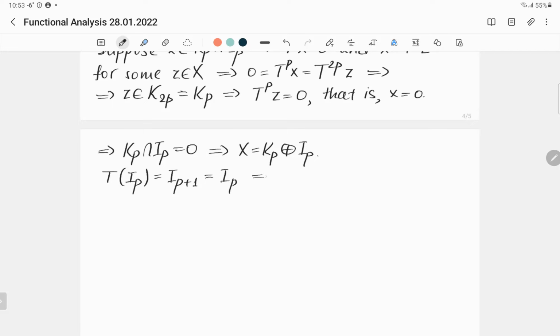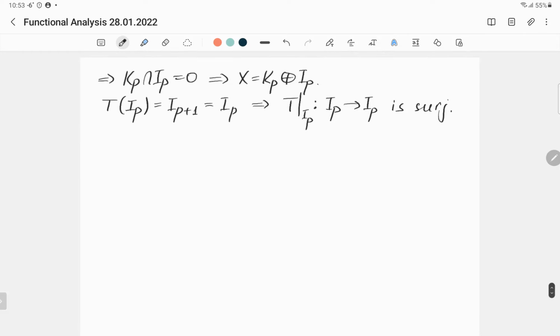And so this implies that if we restrict T to Ip, then this map takes Ip onto Ip. That is, this restriction is surjective. Well, now why is it injective?